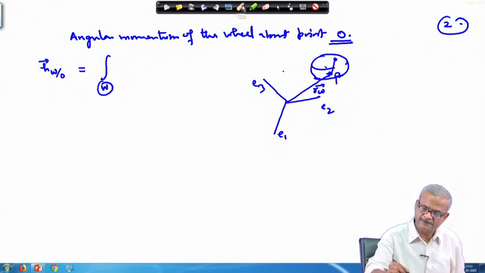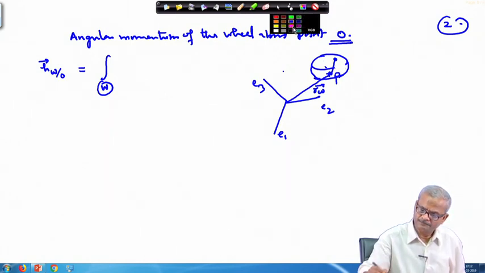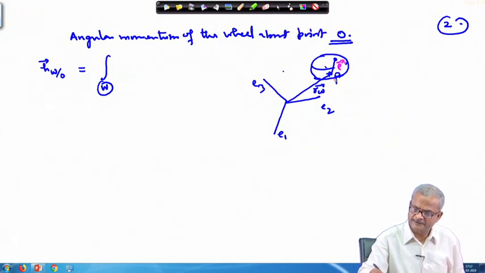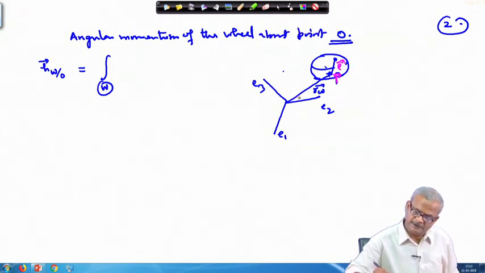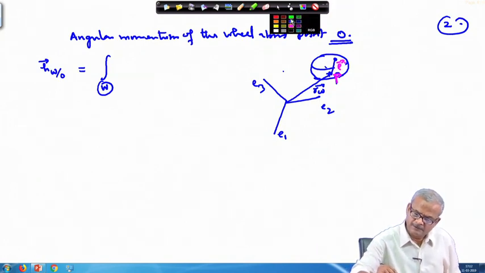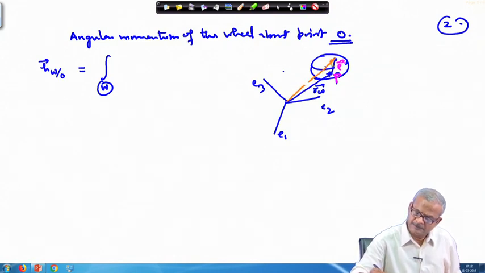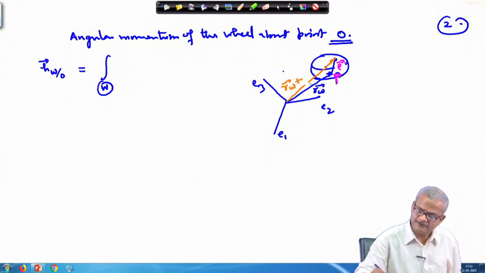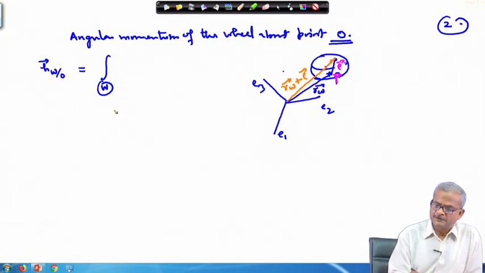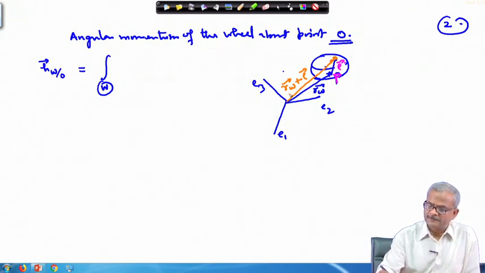So, we write it here on this side. Rho is the corresponding radius vector, this is point P. And the distance is r w, which is the center of mass of the wheel location, plus rho, this is your vector here. So, this mass is located by the vector r w plus rho with respect to point O.